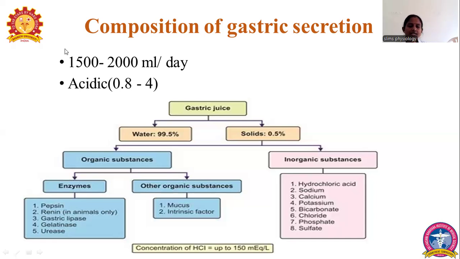Then we also have gastric lipase, gelatinase, and urease. Apart from that, the other organic substances like mucus and intrinsic factor are also a major part of the gastric secretion, because mucus, as we discussed earlier, forms a thick gastric barrier of about a millimeter. Sometimes it can be more than a millimeter thick also. It forms a thick mucus layer preventing the gastric mucosa from getting eroded. And there is also secretion of intrinsic factor, which is highly important for the absorption of vitamin B12, which happens in the intestine.